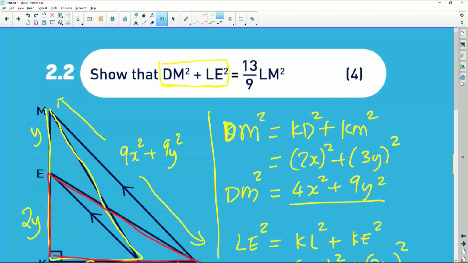That was an awesome question, a very, very involved geometry question that requires you to use your knowledge of the proportionality theorem as well as the theorem of Pythagoras.